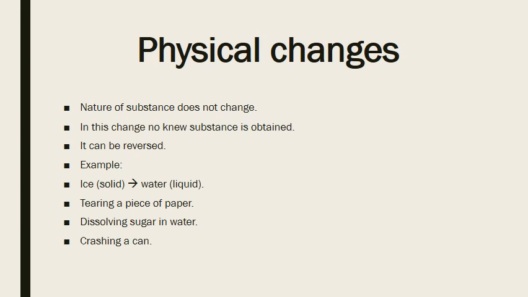Physical changes are when the nature of the substance does not change. In this change, no new substance is obtained, and it can be reversed. For example, ice is solid, we can convert it into water, but we can freeze the water and it'll go back to solid. Tearing a piece of paper can be reversed because it can be recycled. Dissolving sugar in water, we can separate the sugar from the water by distillation, and we'll still receive the sugar and the water. Crushing a can can also be reversed by recycling.